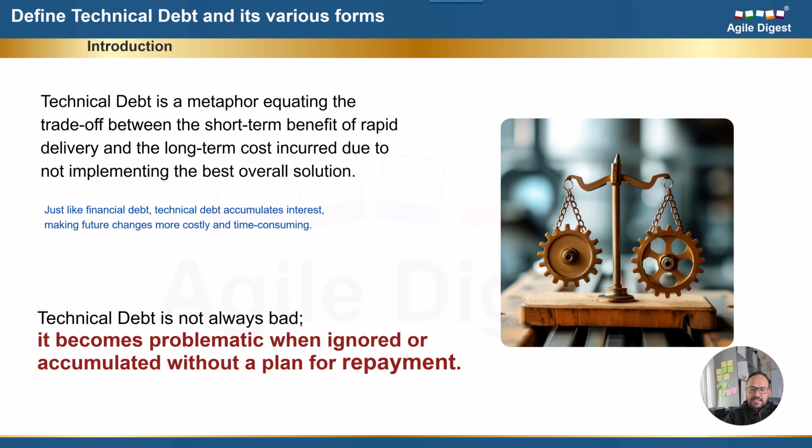Similarly, another form is architectural debt, flaws in the system architecture that hinder its ability to meet current or future requirements efficiently. For example, over-engineering or under-engineering, and improper use of design patterns. These are different forms. So what are the consequences?